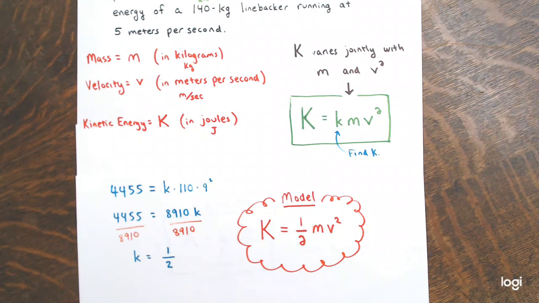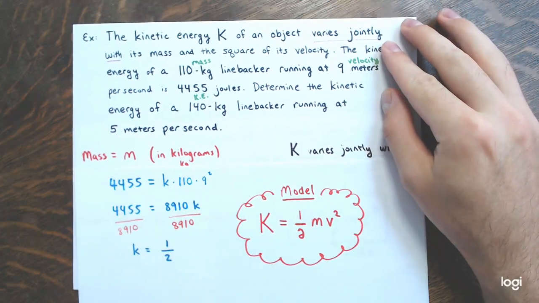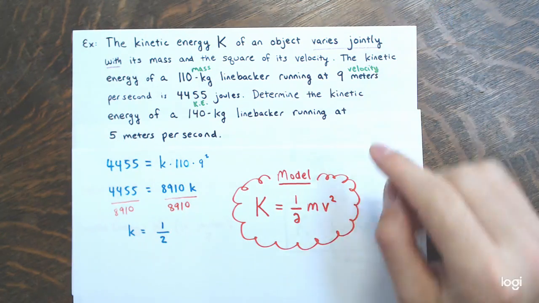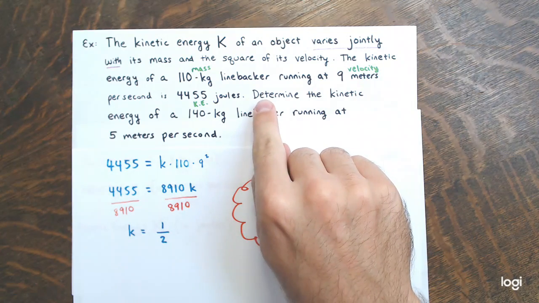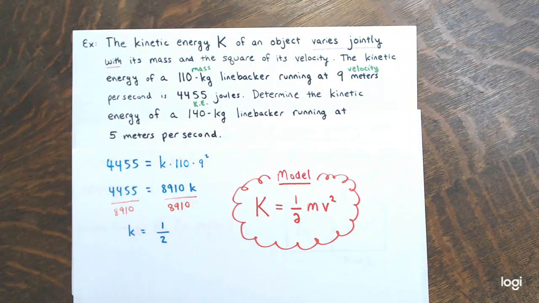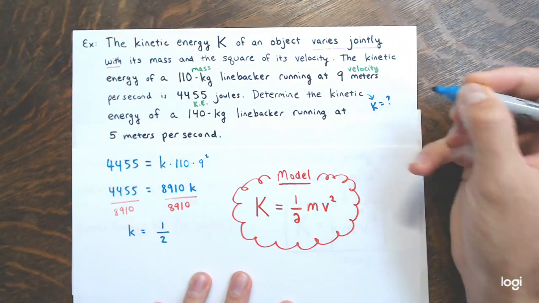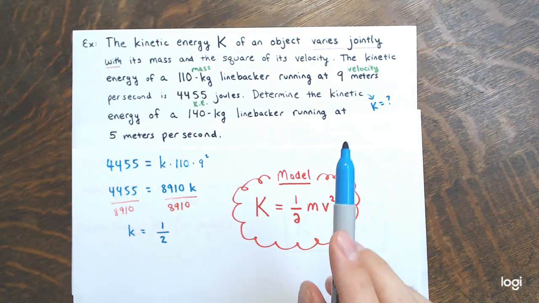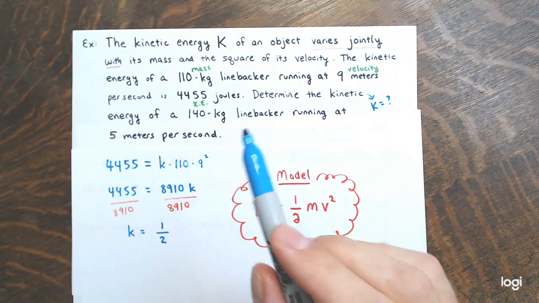This is the equation we are going to use to answer any question that may be asked. And then looking back at the problem, the only thing that was asked of us here. Let me slide this back down now. There's the problem. We're using this model. Look at what they're asking us to do. Now the last sentence, determine the kinetic energy. So they don't know K, right? So this is saying, what's the value of K? Determine the kinetic energy of a 140 kilogram linebacker.